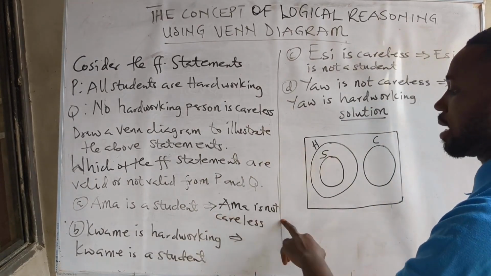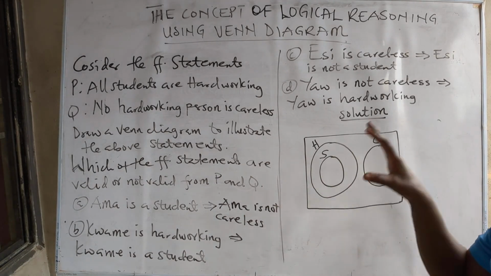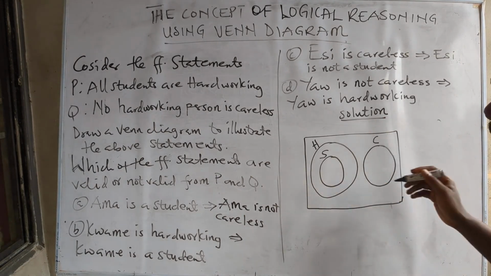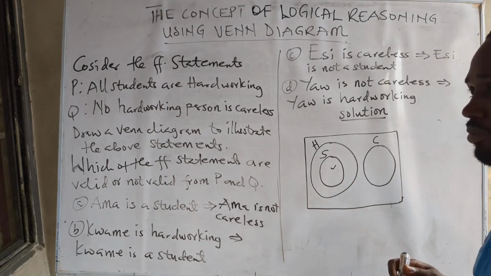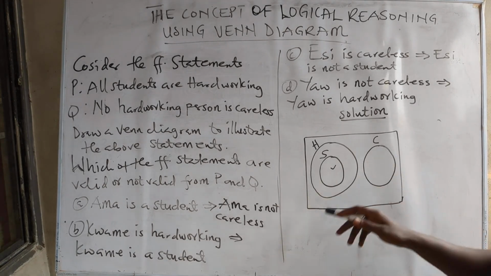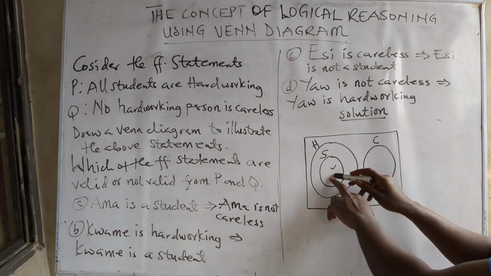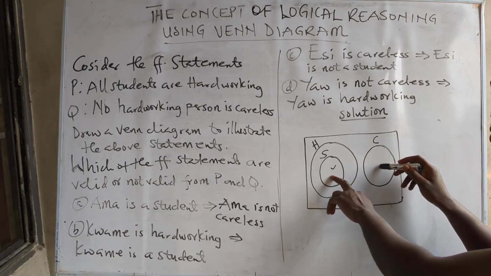Okay, it implies Amma is not careless. So let's see. Amma is a student from here. If Amma is a student, students are here. Okay, the S portion is a student. So if Amma is a student, say Amma is not careless. So if Amma is here, then Amma is not here. Is it true or not true?